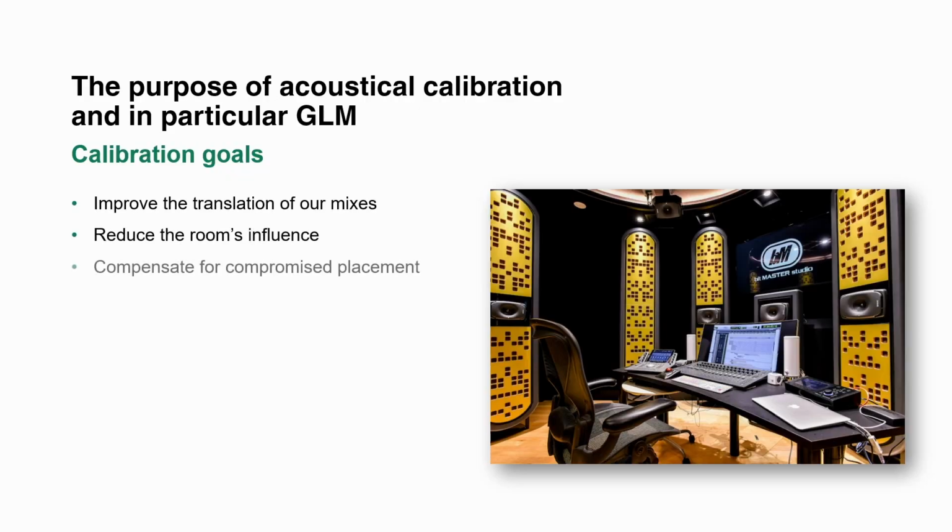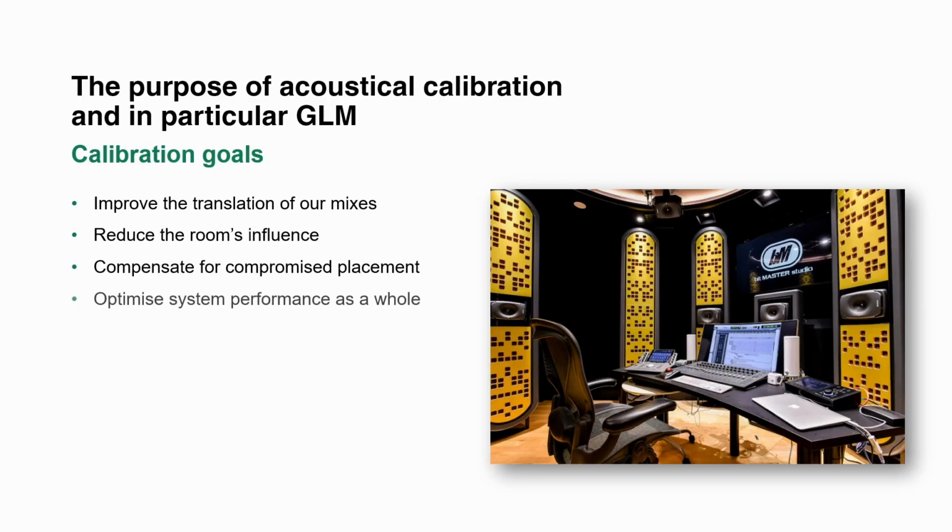We may need to compensate for compromised placement. That could be in the level or time domain because we've had to place a monitor slightly closer than another monitor in the system. We may want to optimize the system performance as a whole. So say, for example, we have an overall color of a system and we want to be able to adjust that globally. We may want to make a system slightly darker or slightly brighter. We might want to do that on a system-wide scale.